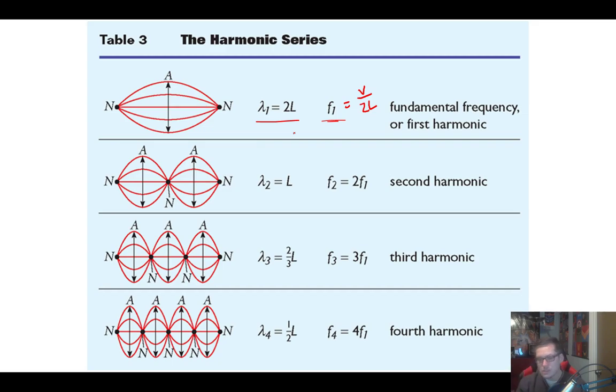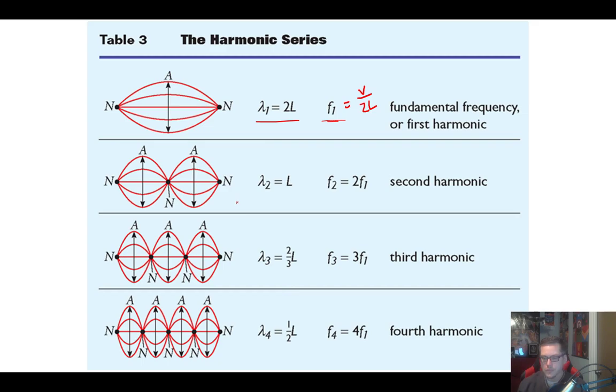And the other idea is when we're looking at these strings, in order to figure out what harmonic you need, you just count the number of loops. The second harmonic has 2 loops, 1, 2. The third harmonic has 3. The fourth harmonic has 4. You can have 5, 6, 7, etc.